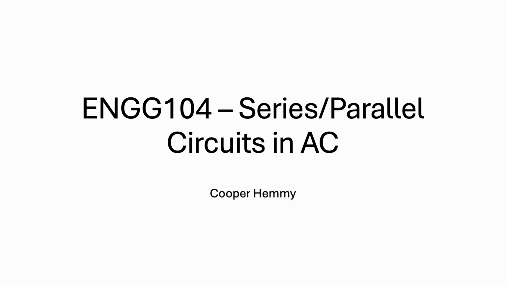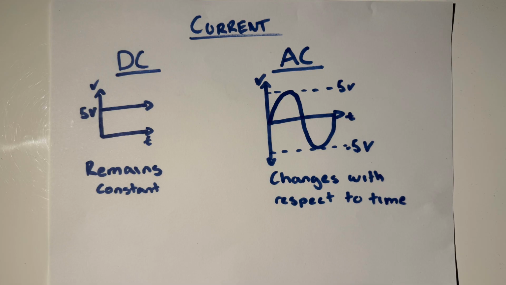Today we're going to be talking about series and parallel circuits in AC, otherwise known as alternating current. To know what series and parallel circuits are in AC, we first have to get familiar with DC and AC current. DC current is direct current and remains constant, whereas AC current changes with respect to time.